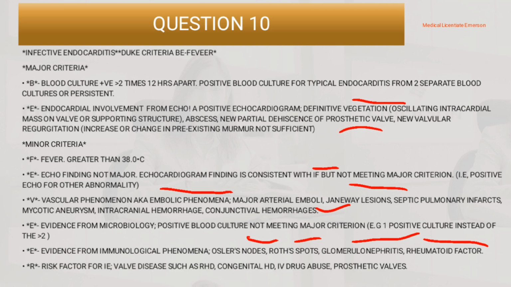Then lastly, when someone has risk factors for infective endocarditis, such as valvular disease like rheumatic heart disease, congenital heart disease, and of course IV drug abuse and prosthetic valves. So this is the major criteria explained in detail.